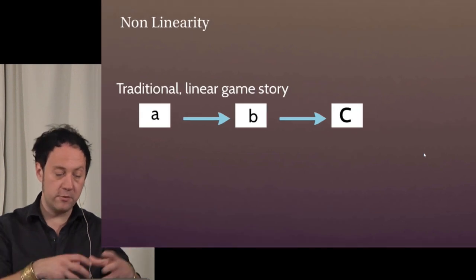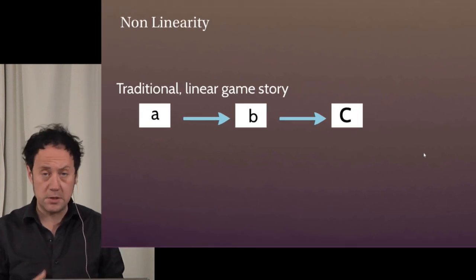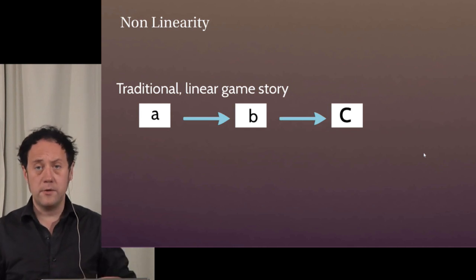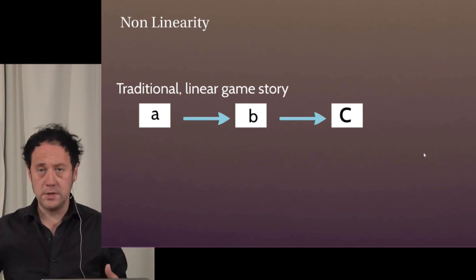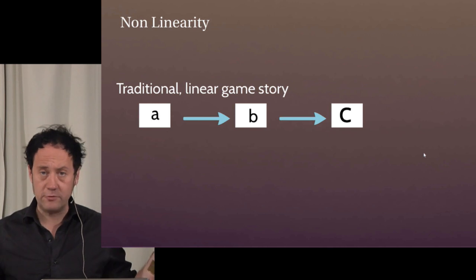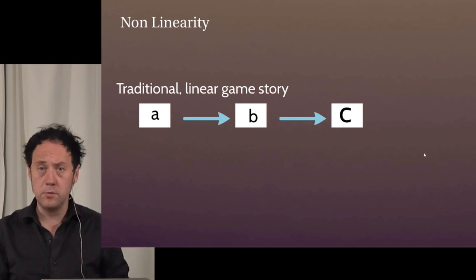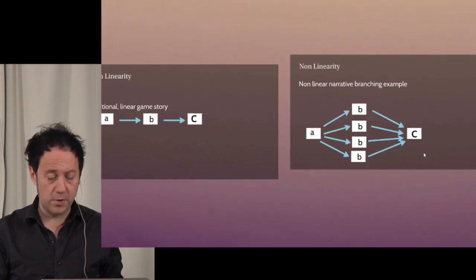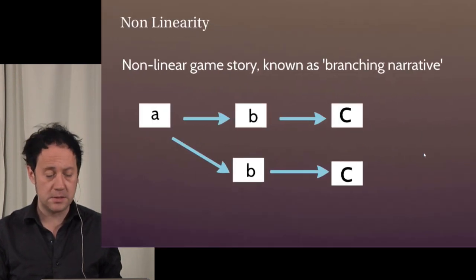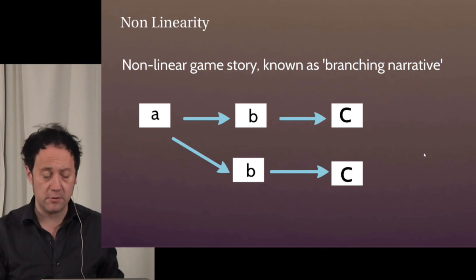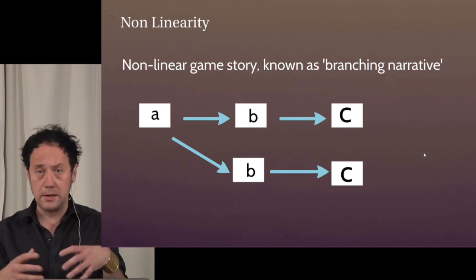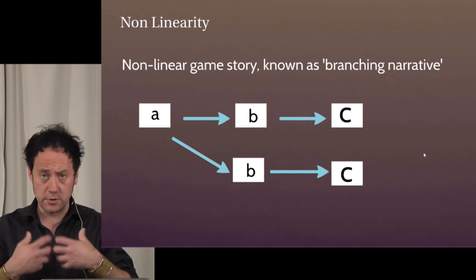And if we go back to the first example, this is again a traditional linear game story. Event A happens, then event B, then event C. As players, we have no chance of influencing this sequence of events. We might want to be able to do that, though, which is the beauty of games. This is how games differ from traditional forms of media, in that we can take an active part in how the story should unfold.